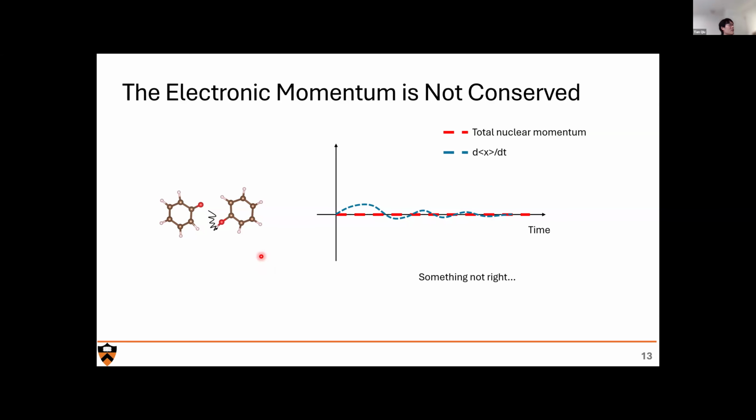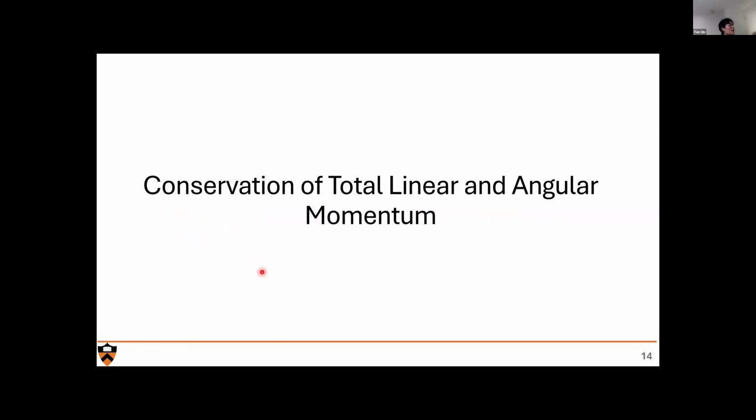But what we find is that, in fact, the problem is not in the non-adiabatic dynamics we run, nor in the constraints we put, but rather it's rooted in the Born-Oppenheimer Hamiltonian that we choose. To solve this puzzle, please allow me to walk you to our next section, where I will re-examine the conservation of total linear and angular momentum.